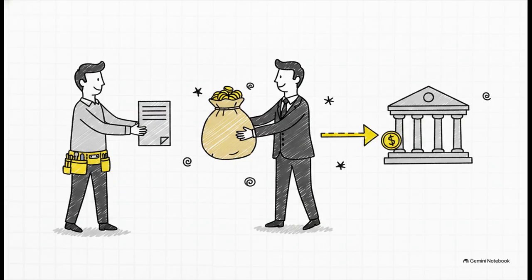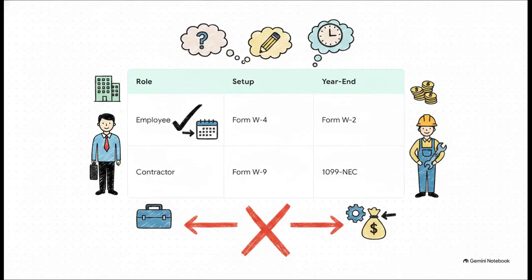There is zero withholding. The contractor just hands you an invoice, you pay it, and they're completely responsible for their own income and self-employment taxes. Because the tax mechanics are so totally different, the paperwork is entirely different too.